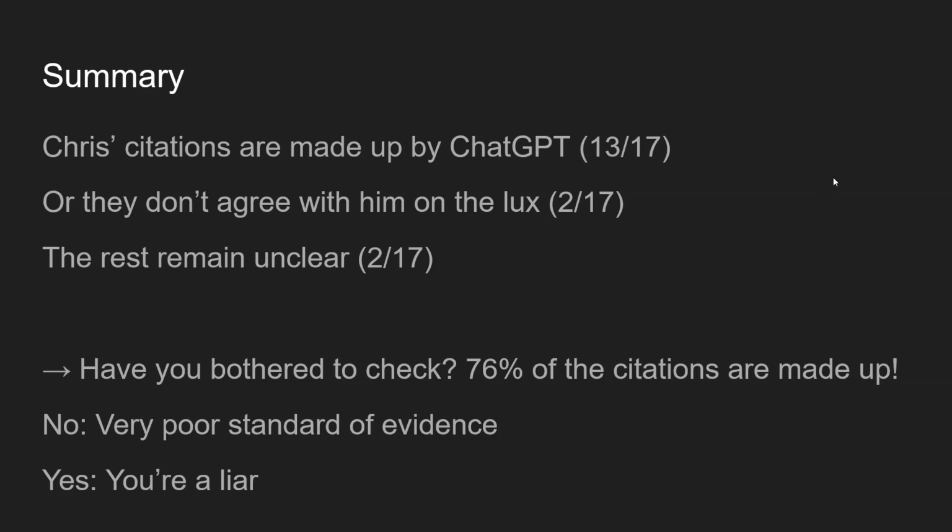This happened a couple of times. Or they don't agree with him at all in terms of the lux. The rest, to me at least, remains unclear. So this is why I would ask you, Chris, have you bothered to check? 76% of your citations are made up. If you have checked that, and you decided to leave it in anyway, you're just a liar and even a deceiver. This would be horrible. I hope you didn't. I hope you said no. But then you still have an extremely poor standard of evidence. Chris, I look very much forward to part 2 of my videos.